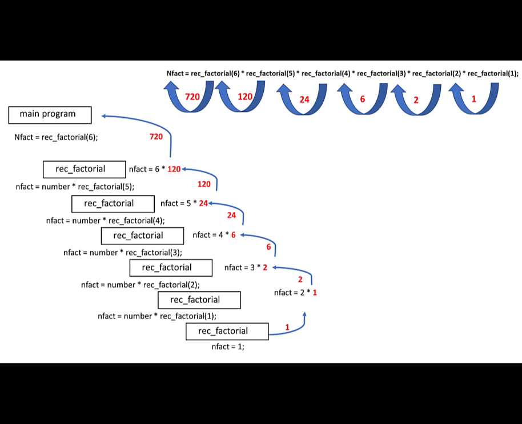Then its calculation can take place, giving us 24. That's passed back to the previous one. 5 times 24, that result is 120. So that's passed back to the first copy. And then finally, 6 times 120 gives us the final value, and that's passed back to the calling program. So there you can see how the returns take place, each returning its value for N Factorial back to the previous copy, and then finally back to the calling program.